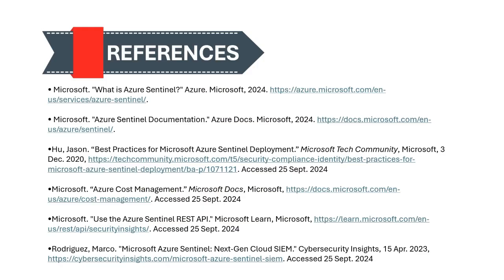In conclusion, Azure Sentinel offers powerful tools to enhance security, but effective implementation requires careful planning and optimization. By following best practices, organizations can fully benefit from its capabilities.